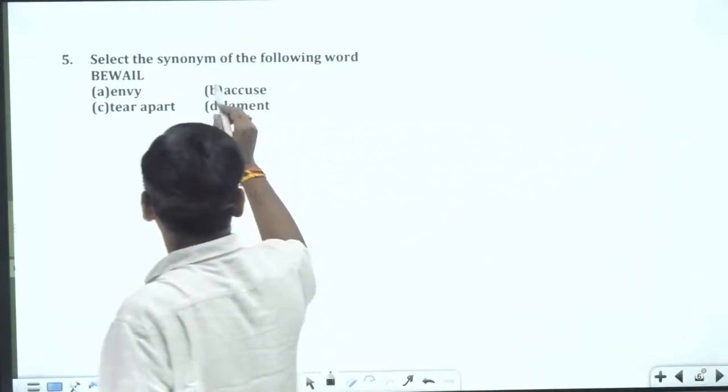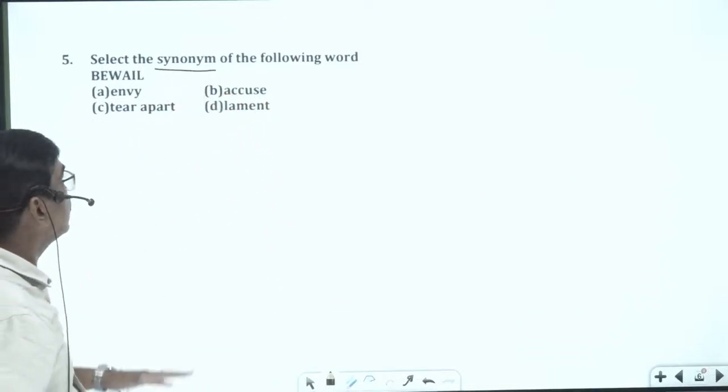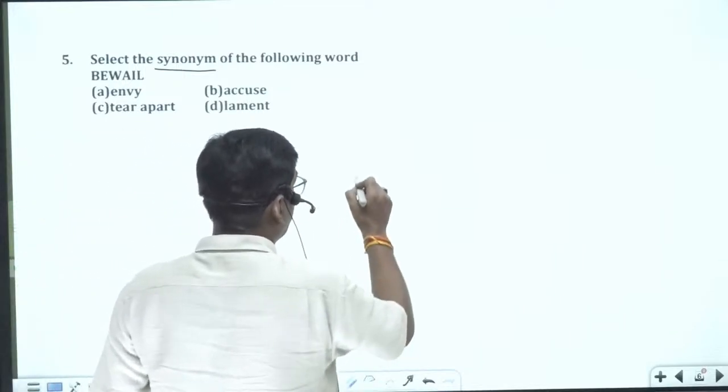Next, select the synonym of the following word. We all know that bewail. What's the meaning of bewail?